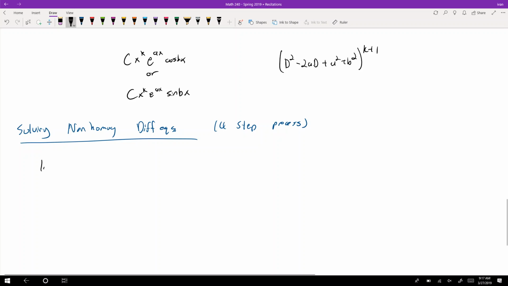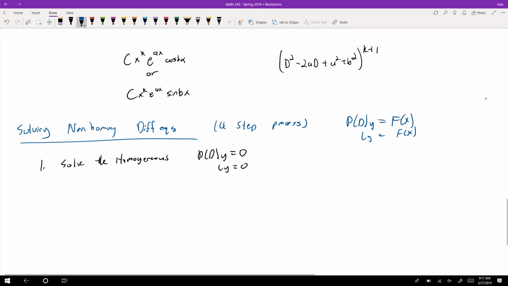The first step, without fail, is to solve the homogeneous. So that's either PD of y is equal to 0, or you can call it Ly is equal to 0, right? So we're solving the non-homogeneous diffie-q, PD of y is equal to f of x, or Ly is equal to f of x. And the first step is to set the right-hand side equal to 0. Just do it.